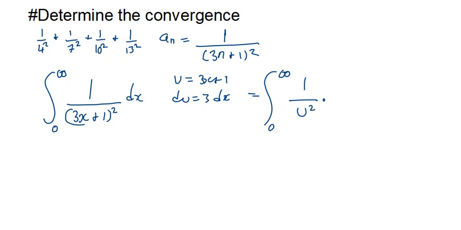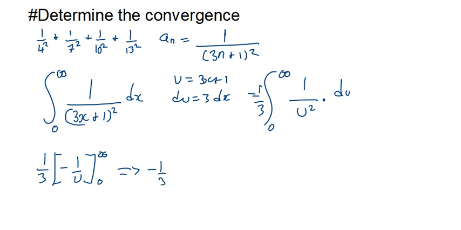Okay, so we can integrate the 1 over u squared, and that's going to give us 1 over 3 times minus 1 over u, with limits from 0 to infinity. I would want to write this back in terms of x. So I'll say negative 1 over 3, then inside I have 1 over my u, which is 3x plus 1, from 0 to infinity.